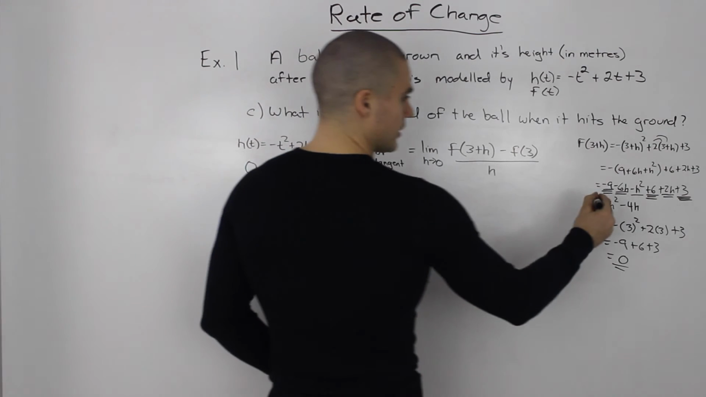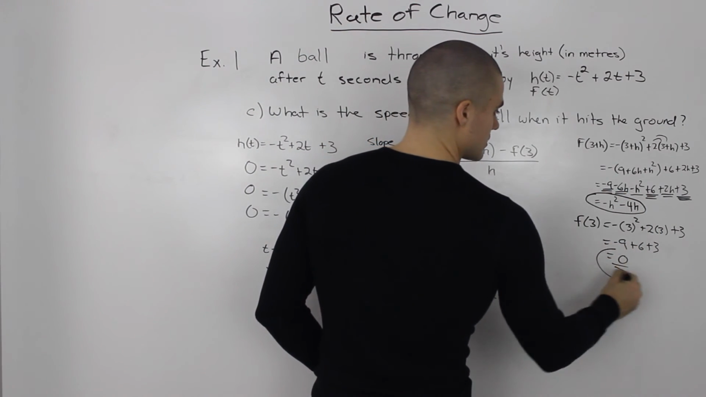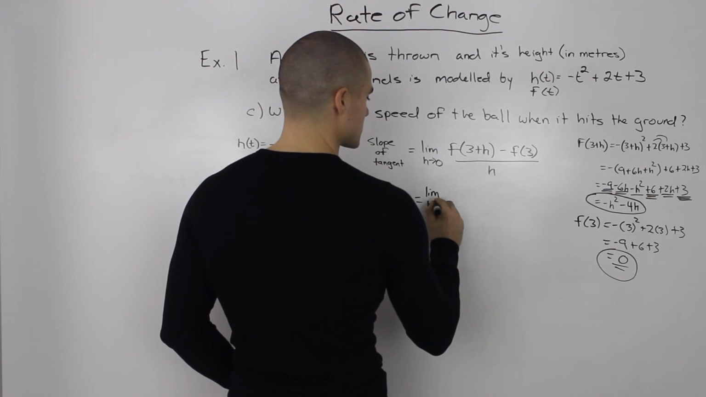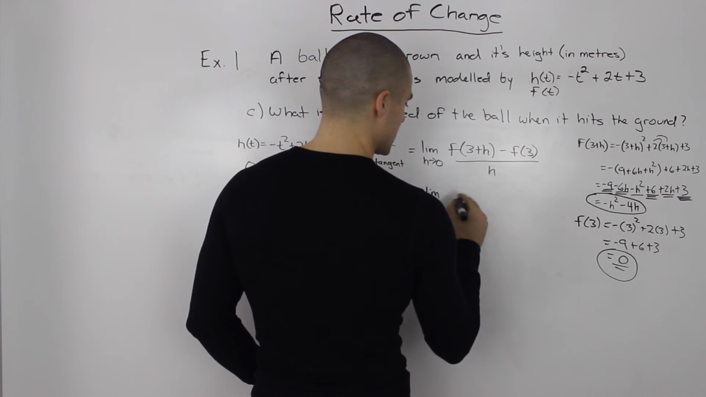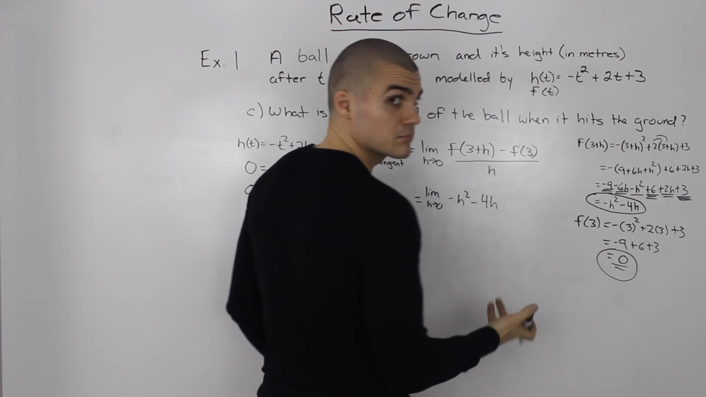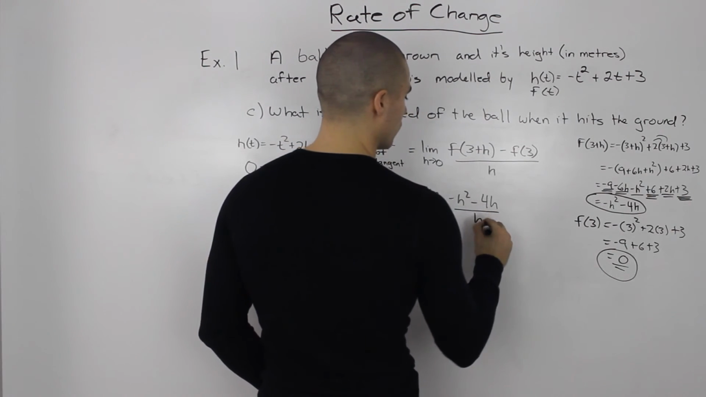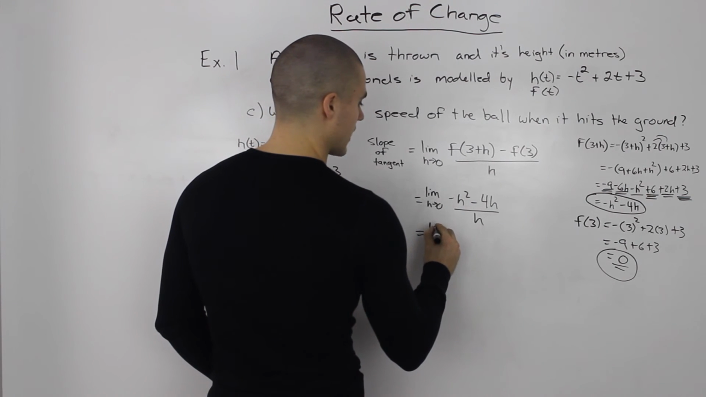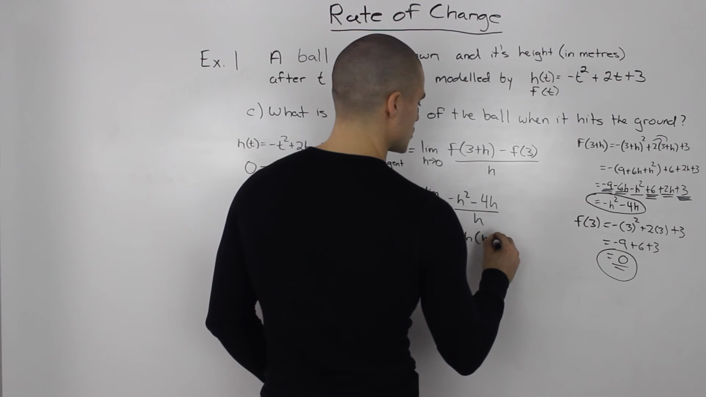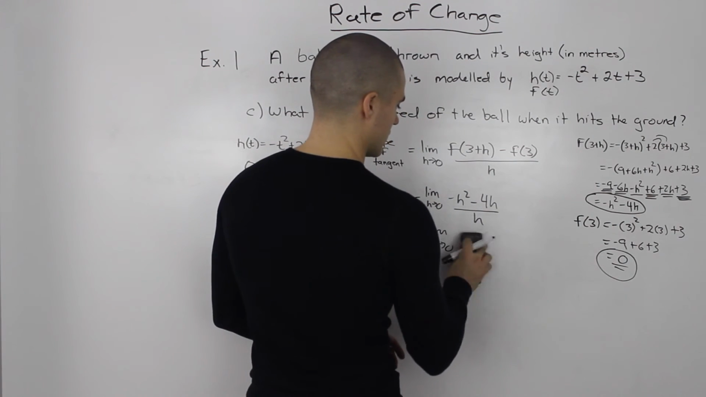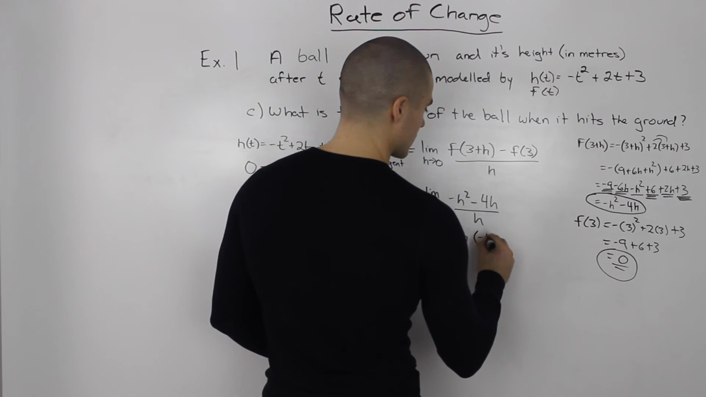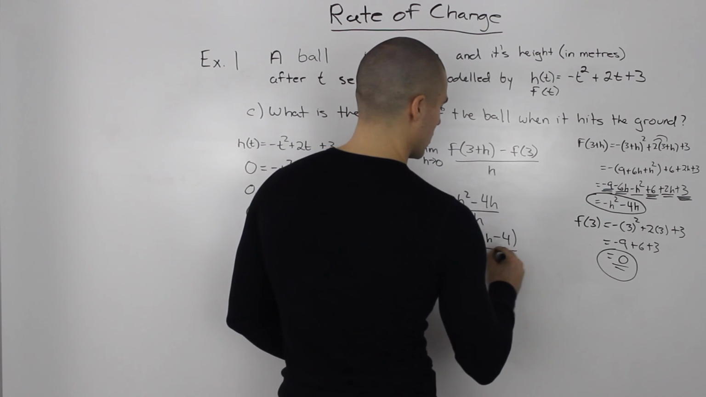So plugging this expression and this answer into our difference quotient, we'll have the limit as h goes to 0 of f of 3 plus h, which is negative h squared minus 4h, minus f of 3, which is 0. Let's just leave it all over h. Let's factor out an h from the numerator. So we'll be left with h times (negative h minus 4), all over h.